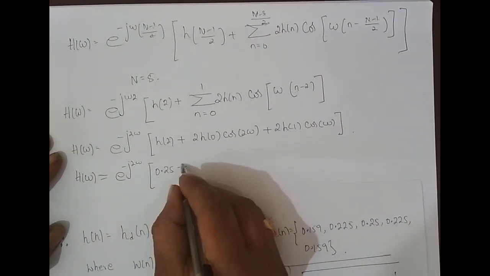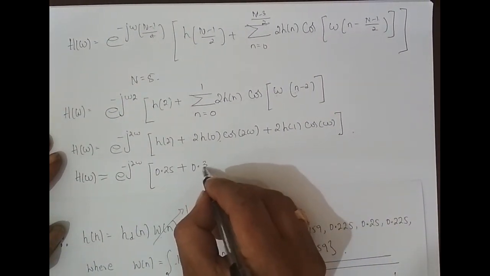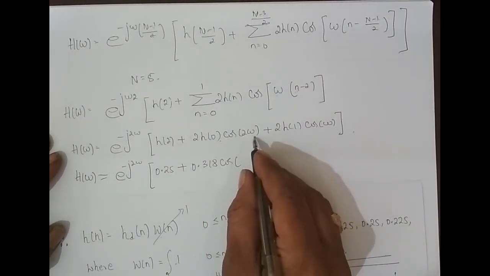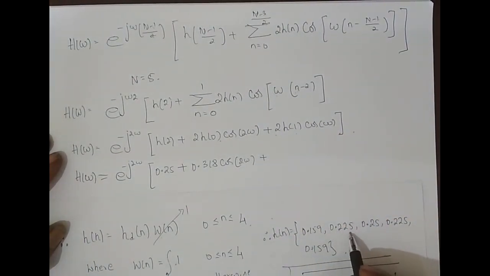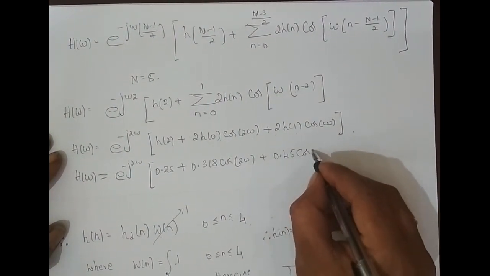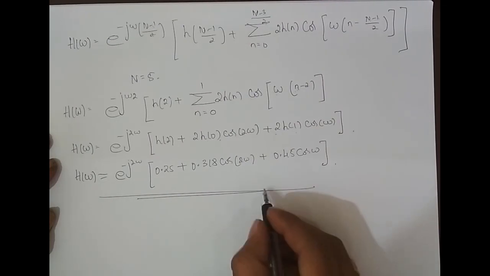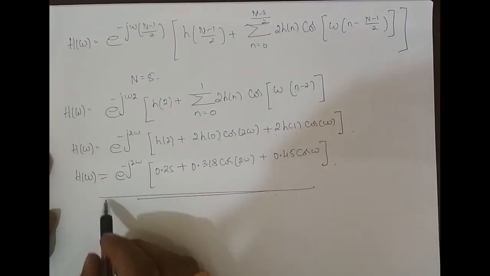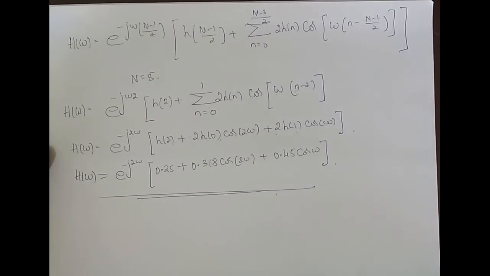0.25 plus 2 times h of 0, 2 times 0.159, which is 0.318 into cos of 2 omega, plus 2 times h of 1, which is 0.225, 2 times 0.225 is 0.45 into cos of omega. So this is the magnitude frequency response h of omega which we need. Okay, so this is about designing a fifth order FIR filter using rectangular window.